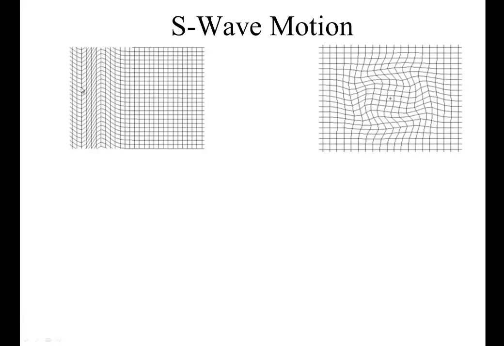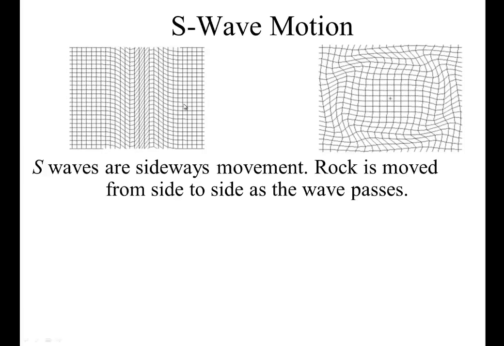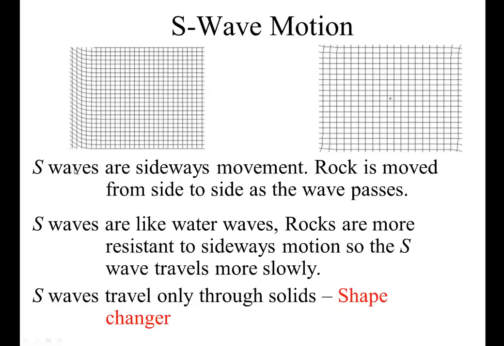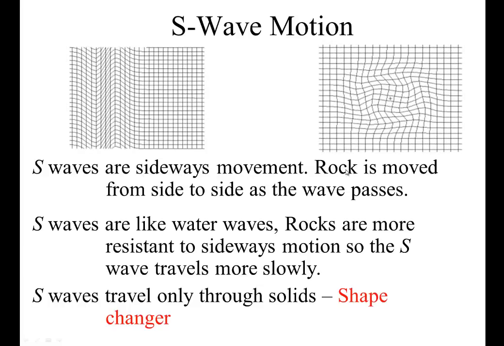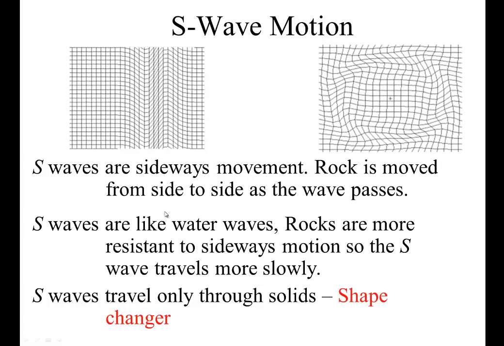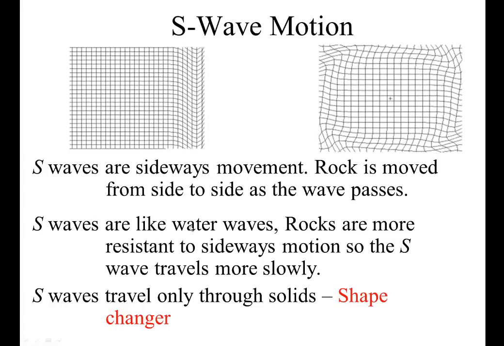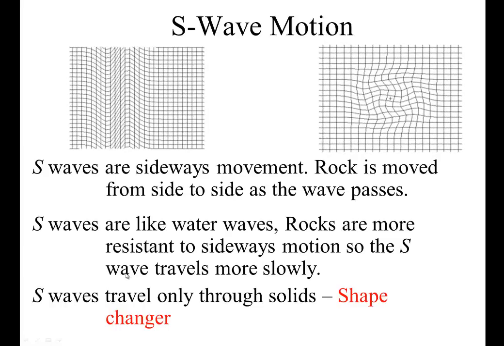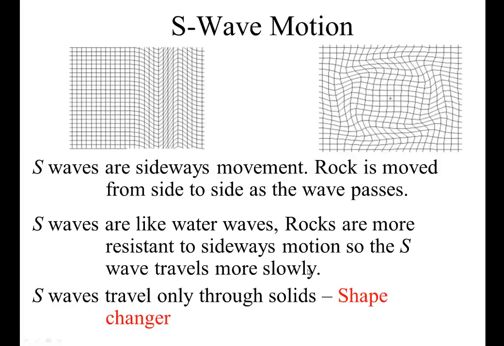S waves, as you can see, are more like a shape changer. S waves are sideways movement. Rock is moved from side to side as the wave passes. It's like water waves. Rocks are more resistant to sideways motion, so the S wave travels a little slower.